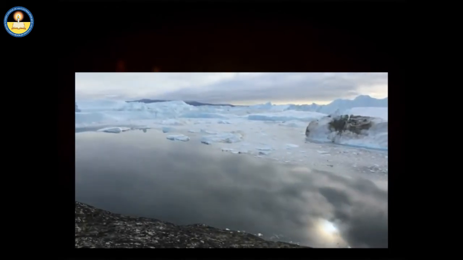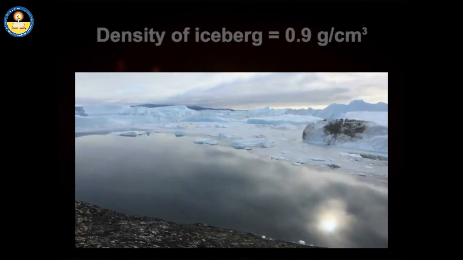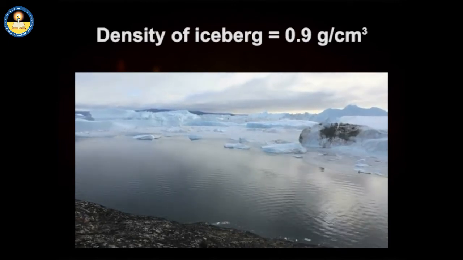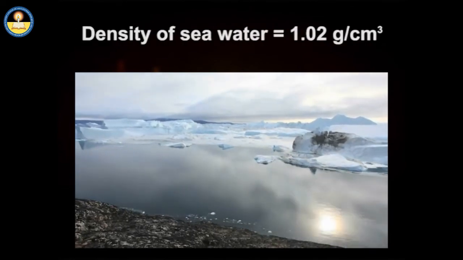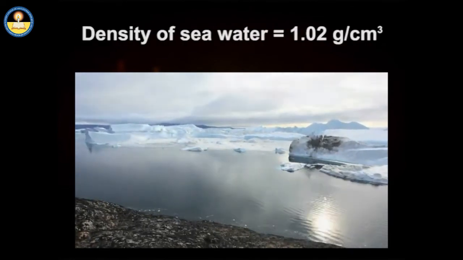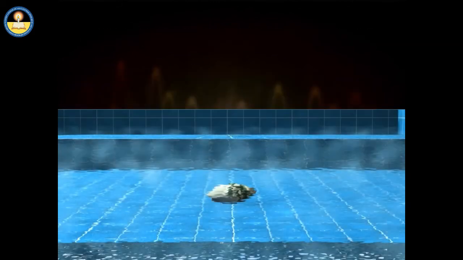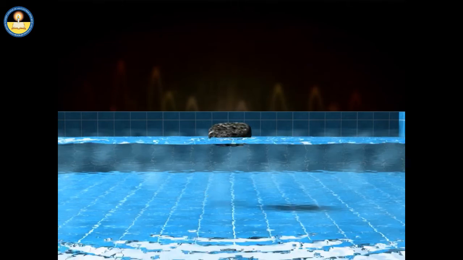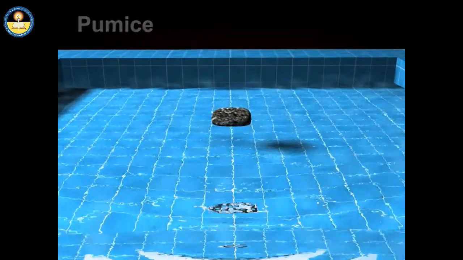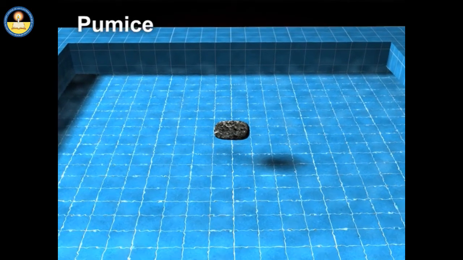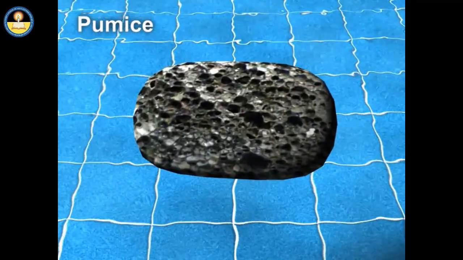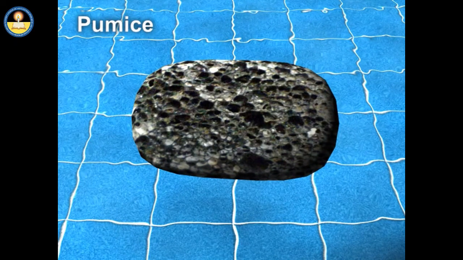That is why an iceberg floats in the seawater, as the density of the iceberg is 0.9 gram per centimeter cube and the density of seawater is 1.02 gram per centimeter cube. Rock has more weight than the water, thereby sinks in the water. A type of stone known as pumice floats in water. Do you know why? Pumice has a large number of holes, because of which upthrust on it becomes more than its weight.